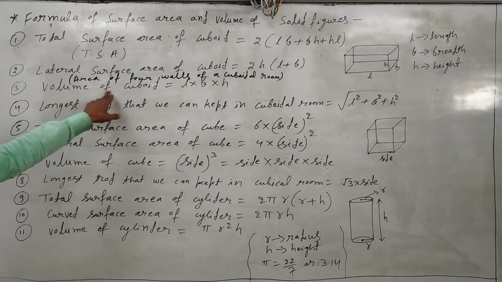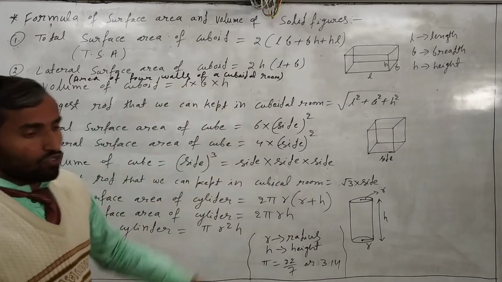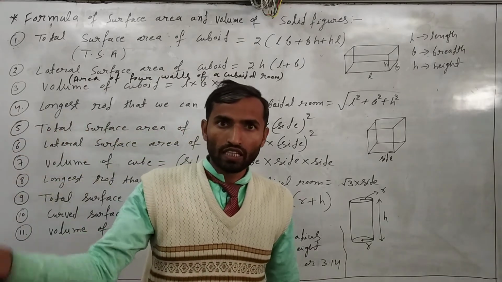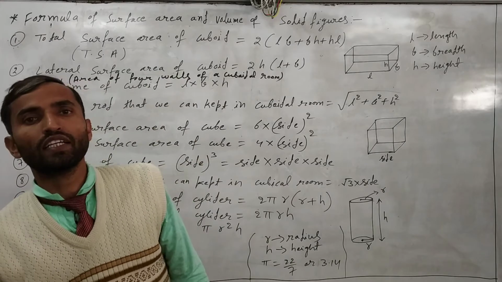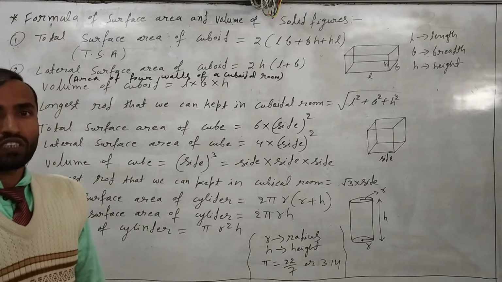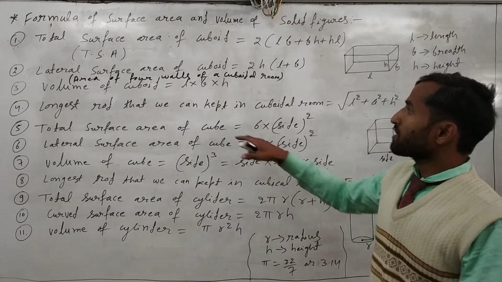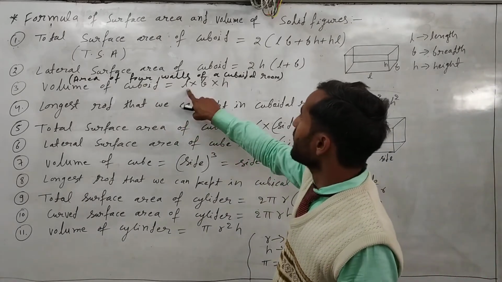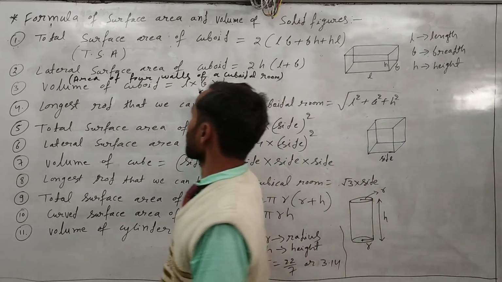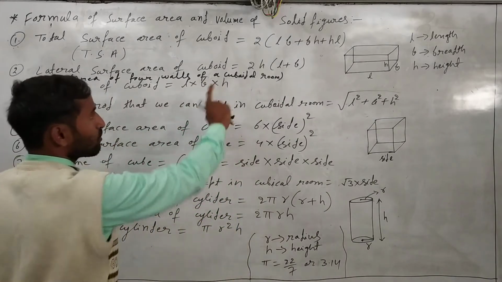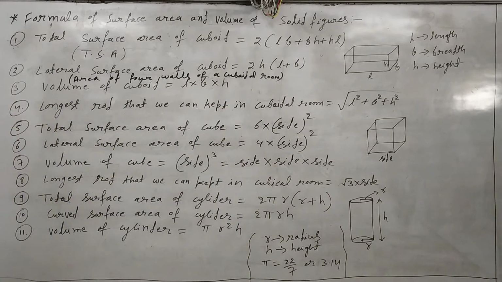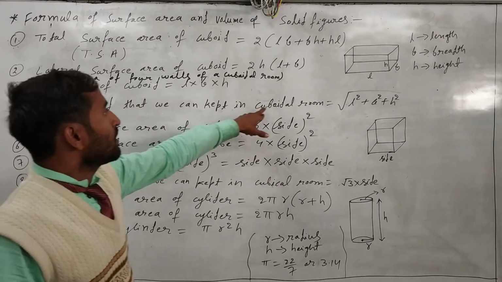Now the volume of a cuboid. Volume means how much space is covered by that cuboid, how much content we can keep in that cuboid. That is called the volume of a cuboid. So L into B into H. The formula is length into breadth into height. Simple. Next one, the largest rod that we can keep in a cuboidal room.